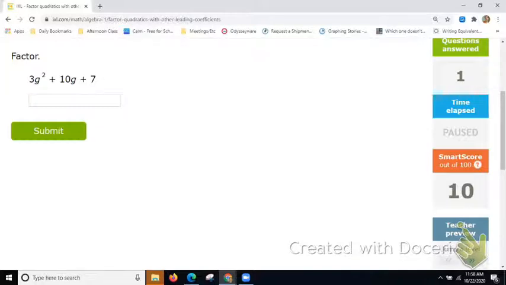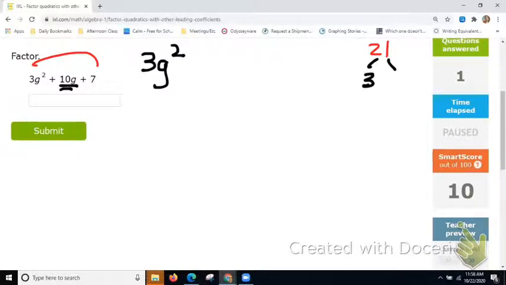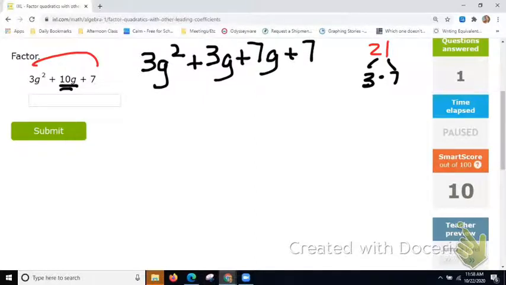For both methods, your first step is going to be to multiply a times c. So that's 21. When we're using split the middle, we write down the first one and split this middle term. That's where we're looking for our 2 factors. What multiplies to be 21 and adds up to be 10? Well, in this case, that's that same 3 times 7, right? So then the 10g gets rewritten as 3g plus 7g plus 7. I bring down the last term.